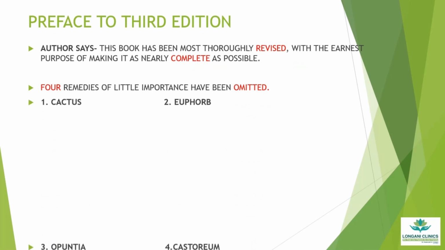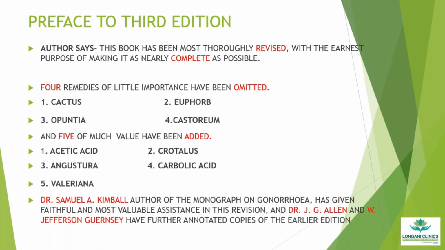Preface to third edition. Author says, this book has been most thoroughly revised with the earnest purpose of making it as nearly complete as possible. 4 remedies of little importance have been omitted: 1. Cactus. 2. Euphorbinum. 3. Opuntia. 4. Castoreum. And 5 of much value have been added: 1. Acetic acid. 2. Crotalus. 3. Angustura. 4. Carbolic acid. 5. Valeriana.